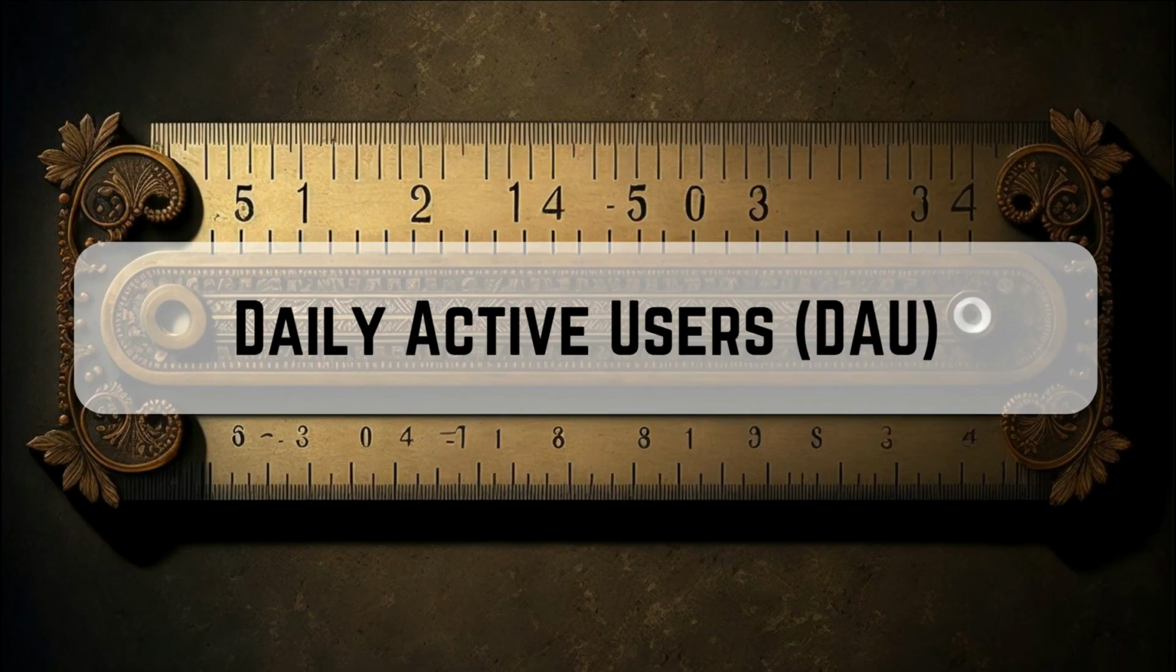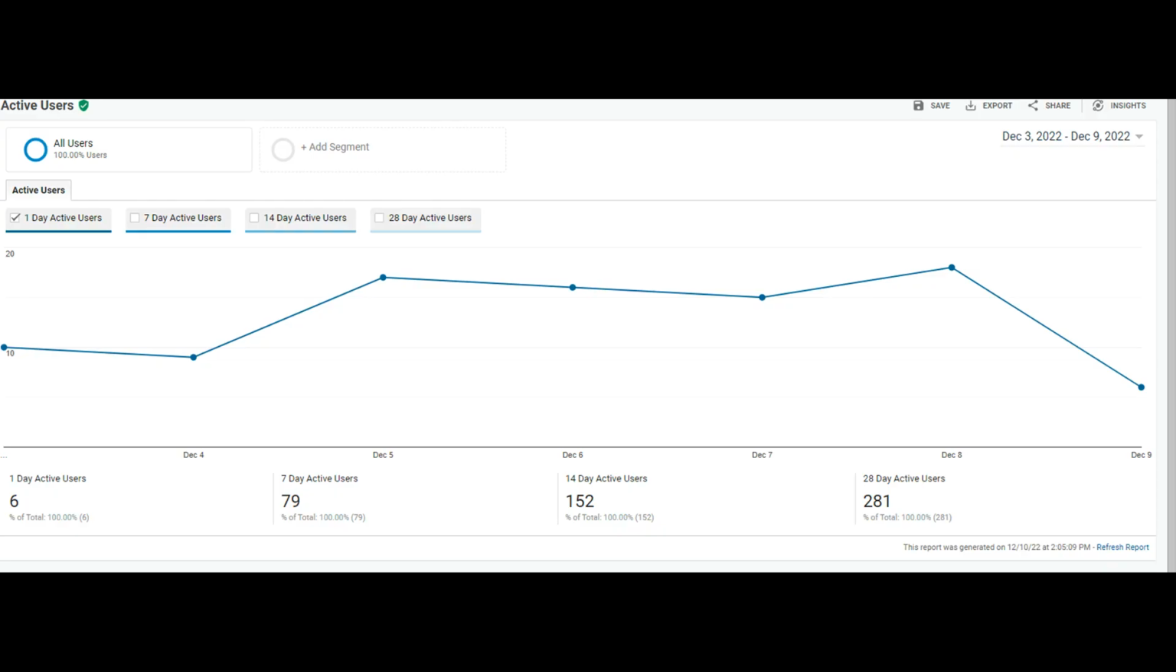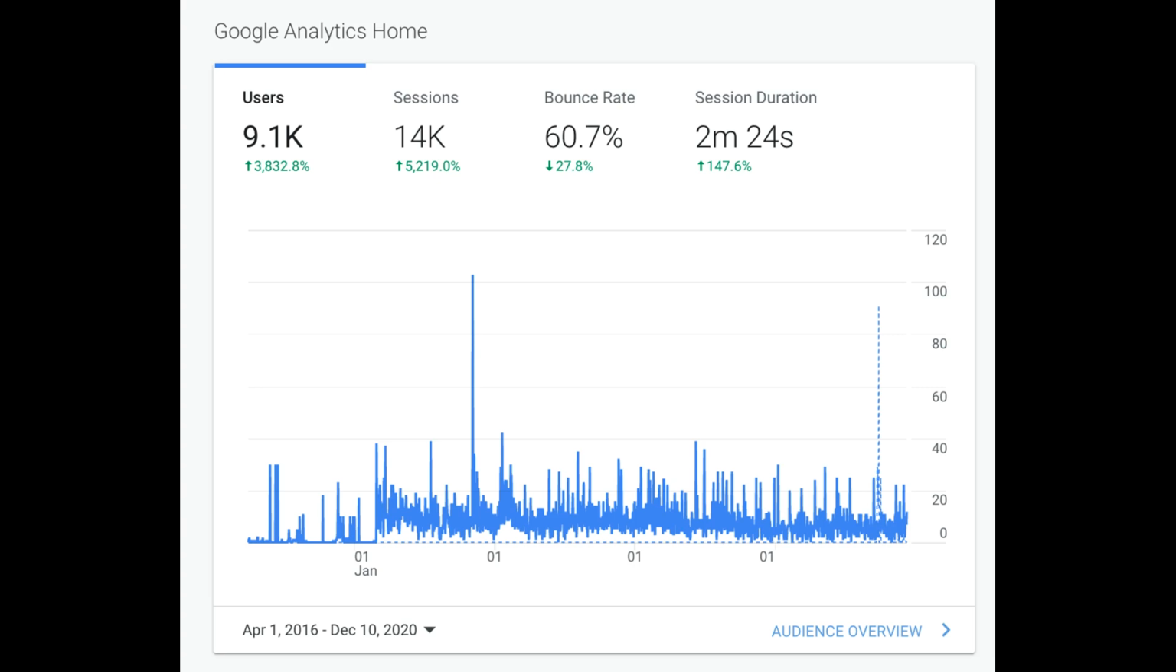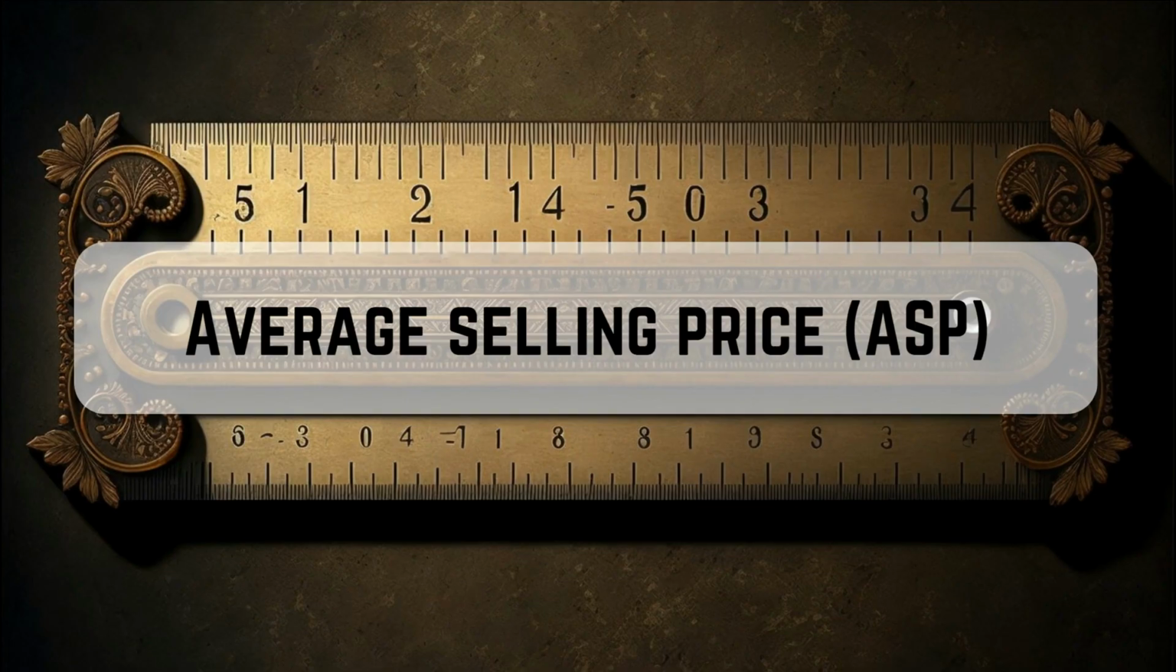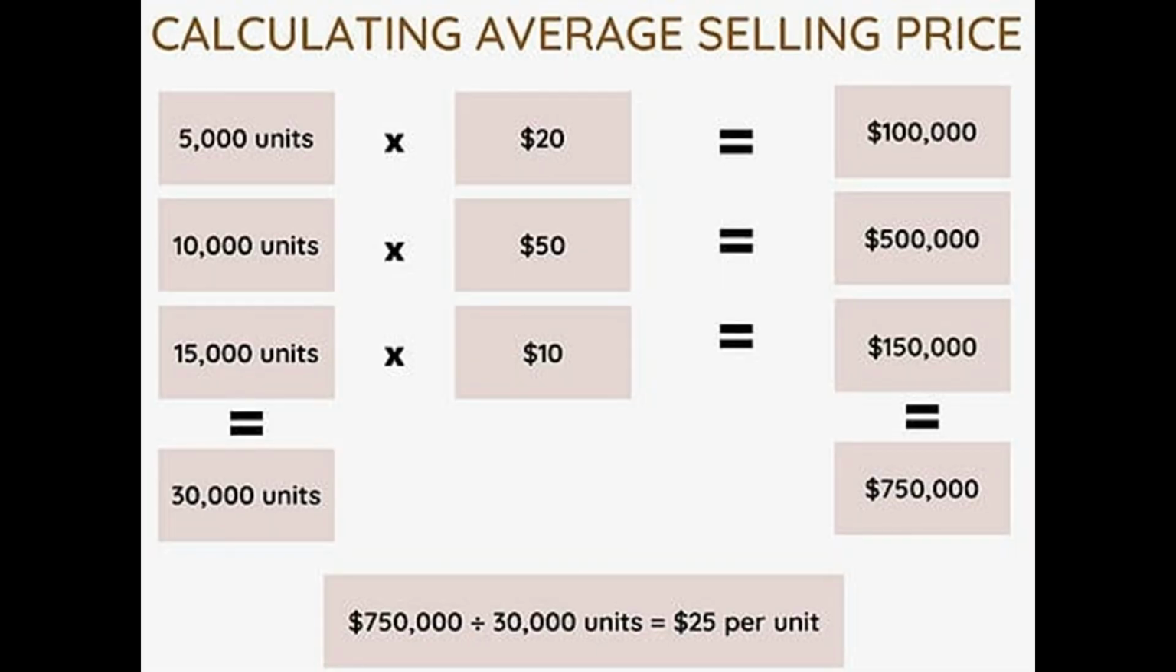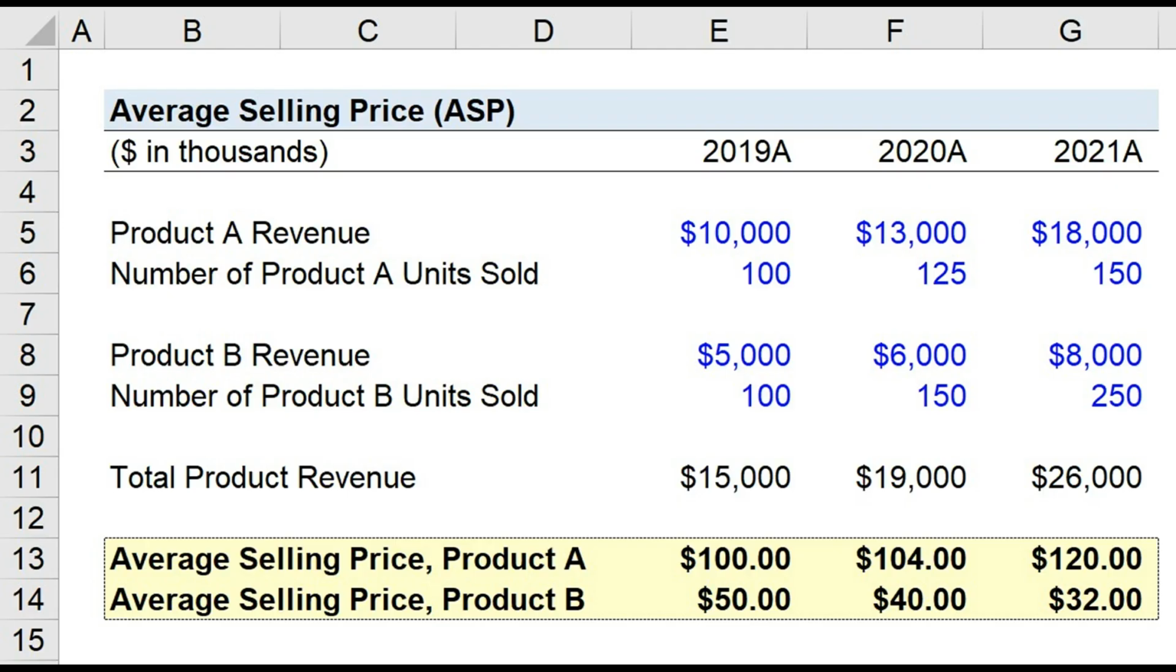Daily active users, the number of users who interact with your project daily. In Google Analytics, this parameter is a basic one. Average selling price, ASP, is the average price a product sells for across all customers. Calculate ASP by dividing your monthly recurring revenue by the number of active customers.